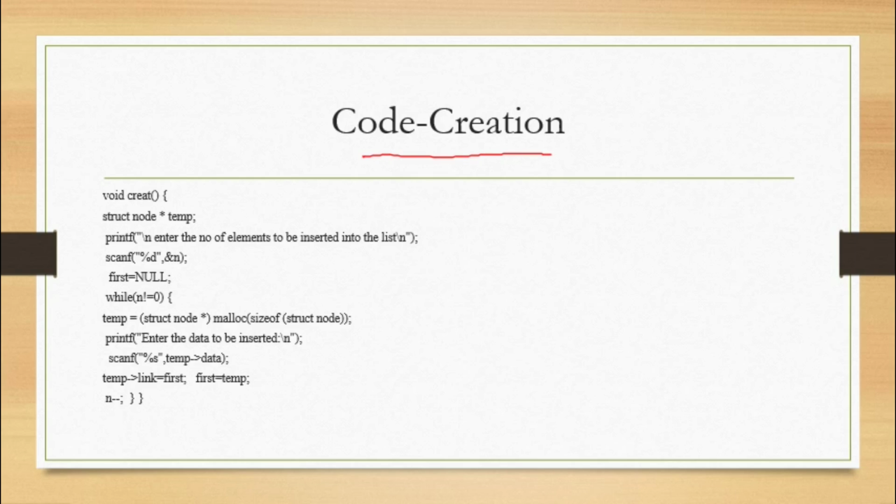Here we are using a function called create. You can give it any name. Here first we are creating a node type variable called temp, and this is how you initialize a node type variable. So this is creating, or declaring, a node type variable.